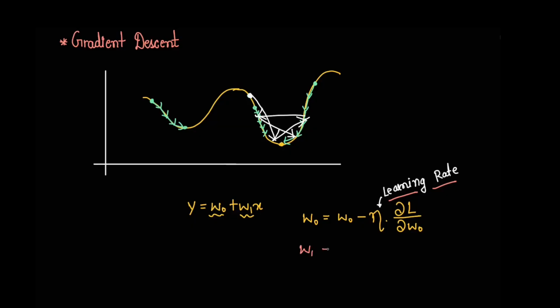Similarly, W1 can be updated as W1 minus the learning rate times the gradient of loss function with respect to W1. Now, this is what we call gradient descent.